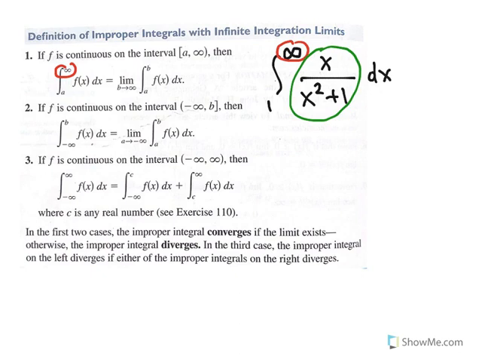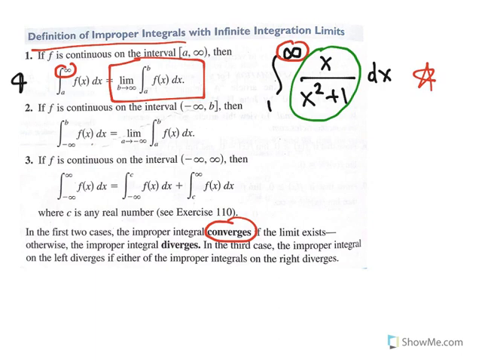So coming back to our improper integral, how do we determine if this improper integral converges or diverges? That's our question. And the definition of improper integral states the following. Here's how you determine if the improper integral converges or diverges. You're going to see if this limit exists or does not exist. If the limit exists, we say the improper integral converges. If the limit does not exist, we say the improper integral diverges.